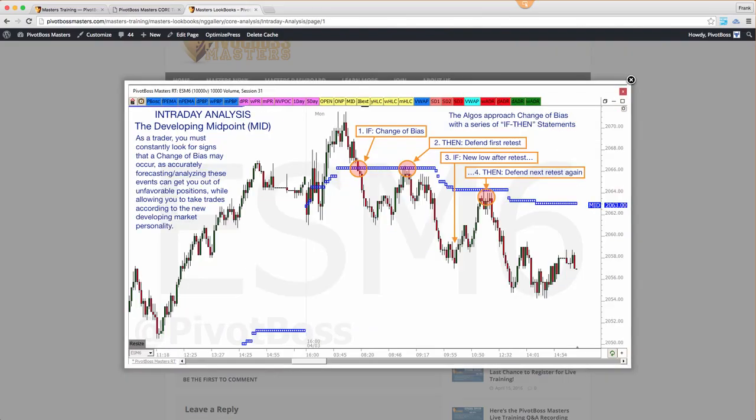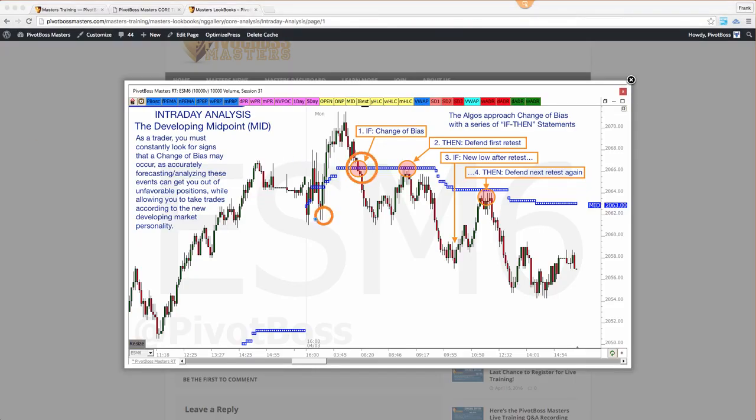Okay, so here's the developing midpoint with regards to the if-then statements that a lot of these algos deploy at the change of bias point. So as a trader, you must constantly look for signs that a change of bias may occur, as accurately forecasting and analyzing these events can get you out of unfavorable positions while allowing you to take trades according to the new developing market personality. So in this case right here, we had a change of bias occur right here.